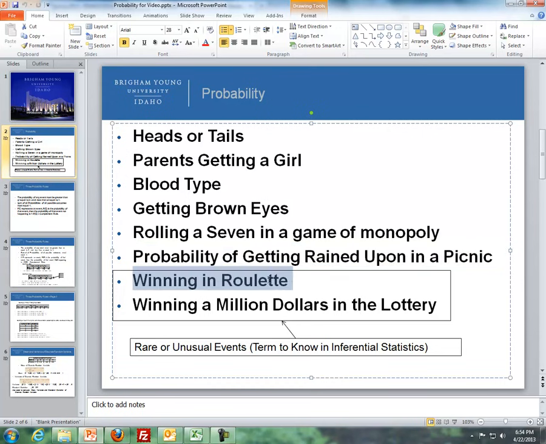Winning in roulette, you can win if you bet on a number or a color. Say for instance, if you bet on a number, there's 38 numbers on a roulette wheel, and so if you bet on one number, the chances of winning is 1 in 38. Winning $1,000,000, the chances of that is very, very small. It's at least 1 in 10 million, probably 1 in 15 million. But the odds of winning $1,000,000 is very small. So these last two examples, betting on a number for roulette or winning $1,000,000, are what are called rare and unusual events. And this will be more important when we deal with inferential statistics.